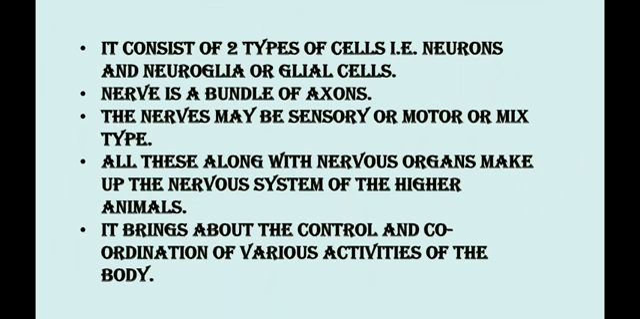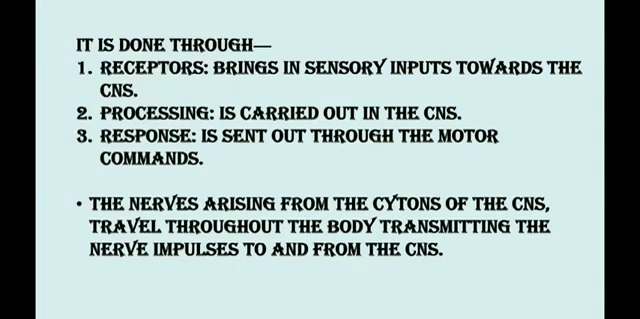Along with these, nervous organs make up the nervous system. These nervous systems are found in higher animals. It brings about the control and coordination of various activities of the body. Now, for bringing about various activities of the body, there are certain components which are required for control and coordination of the body. In that, the first thing is the receptor.